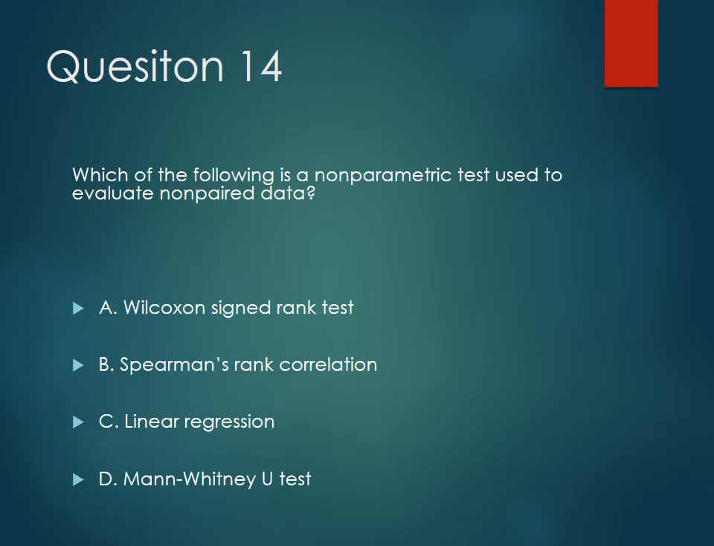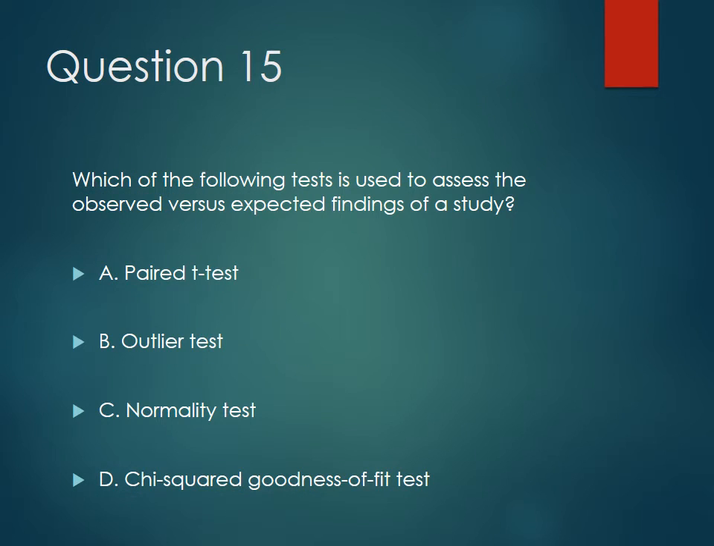Yes. All right. So which of the following is a nonparametric test used to evaluate nonpaired data? I just said it. Wilcoxon? Mann-Whitney. Okay, good. So that's correct. Mann-Whitney U test would be the correct one there. Okay. Which of the following tests is used to assess the observed versus expected findings of a study? Yeah, chi-squared goodness of fit test would be the correct answer there, right? Because you're looking at expected versus actual frequencies and comparing them.